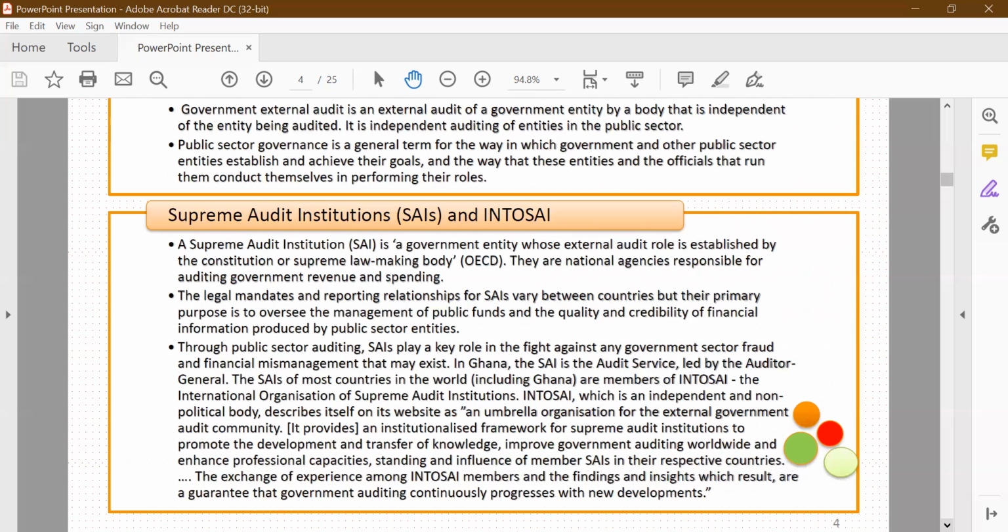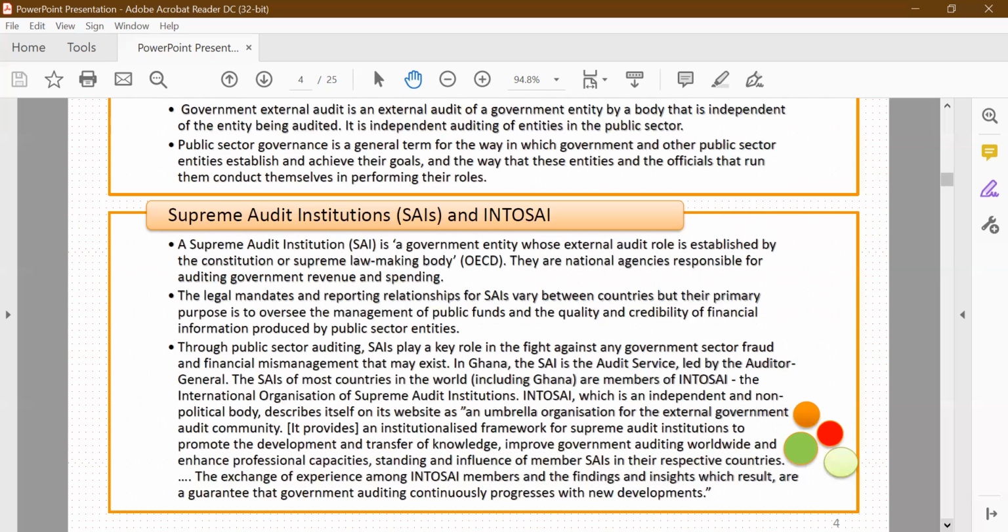Through public sector auditing, SAIs play a key role in the fight against fraud and financial mismanagement. So they are very, very instrumental when it comes to corruption, fraud, and mismanagement. In Ghana, the supreme audit institution, you might know by now, is the Audit Service. And who leads the Audit Service? That's the Auditor General.